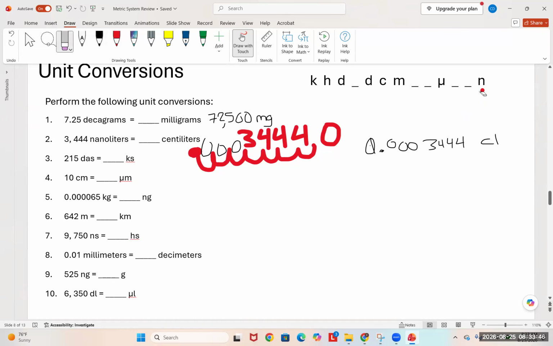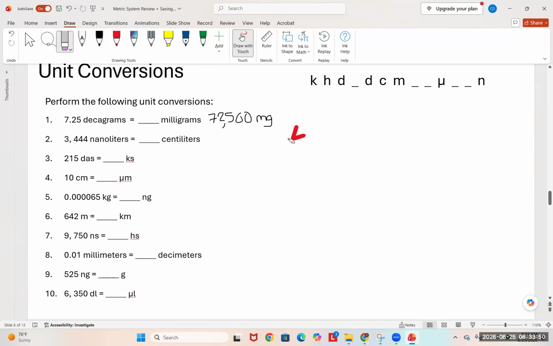Let's go ahead and work through this next one. And of course, be trying these on your own first. So 215 decaseconds. Remember, the prefix for deca is DA. So we're starting here. And we want to know how many kiloseconds that is. So we're going to end over here on the K. So we're going to move 1, 2 to the left.